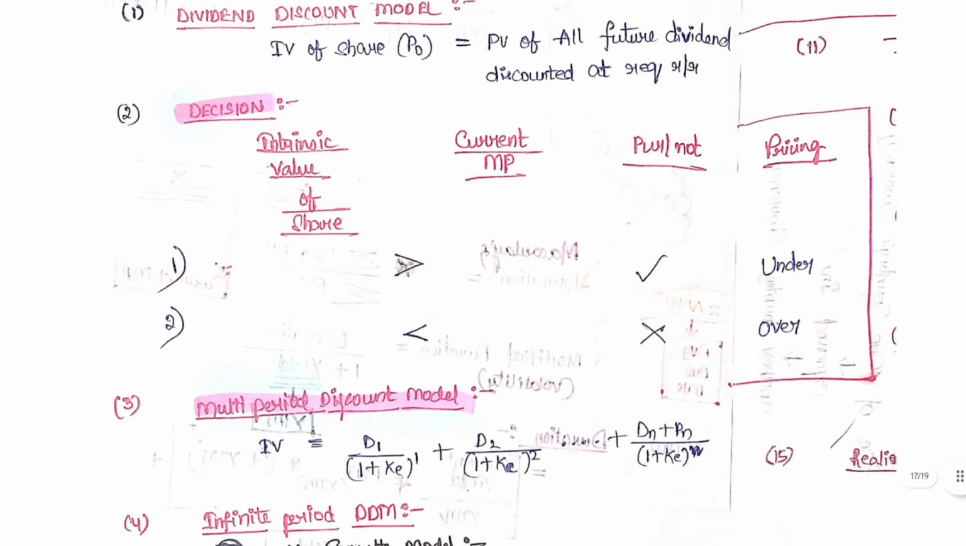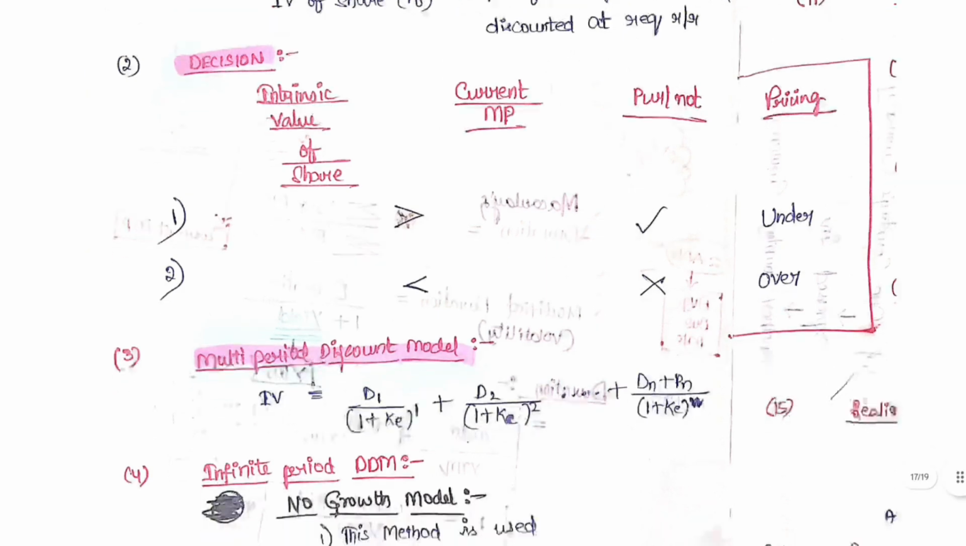Dividend discount model. How to calculate intrinsic value of the share P0 using dividend discount model? Present value of all future dividends discounted at required rate of return will give intrinsic value of the share P0. If intrinsic value of the share is more than current market price, the share is underpriced, purchase it. If intrinsic value is less than current market price, the share is overpriced, do not purchase.